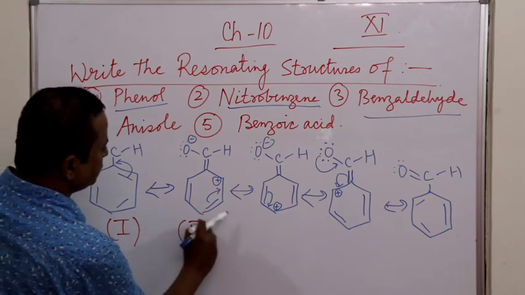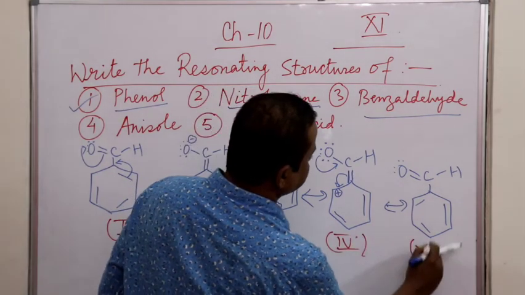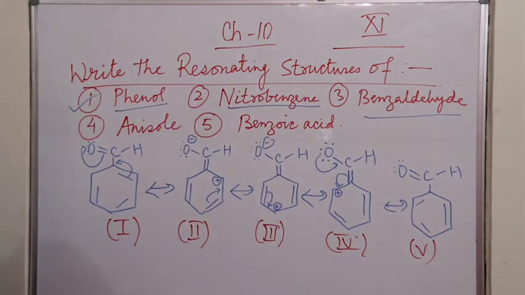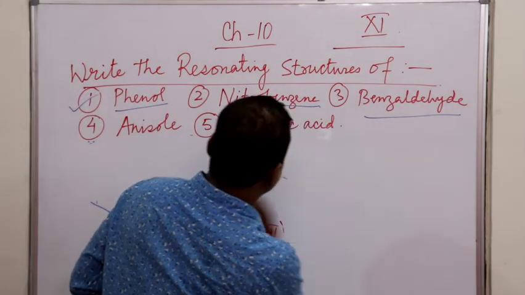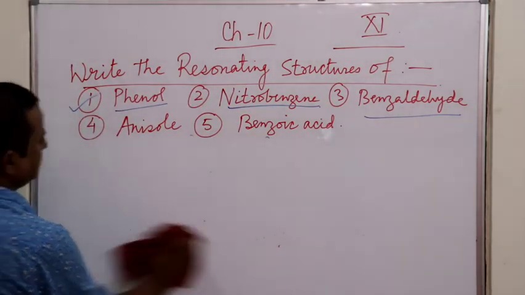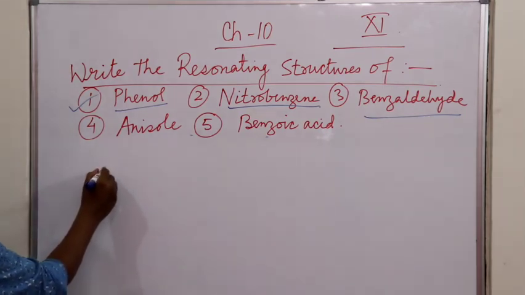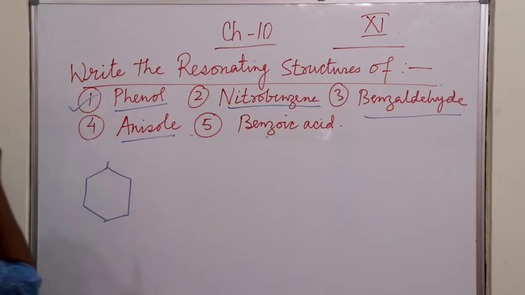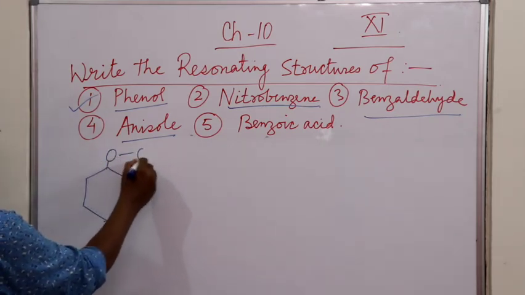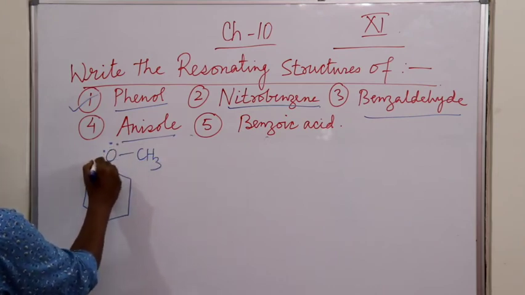1, 2, 3, 4, 5. Okay, so let's move on to the next question, anisole. And this is also minus R effect. So anisole, the structure of anisole is this, OCH3, that is O here and CH3 is here. 1, 2, 3, 4, 5, 6.